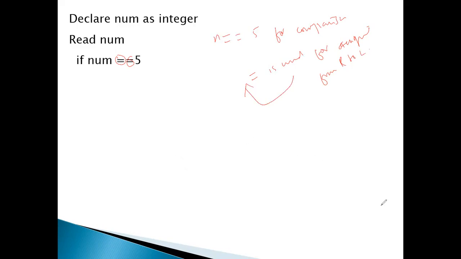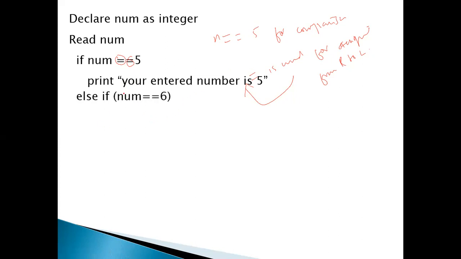Now, whenever you write pseudocode, you have to use double equal for comparison. If number equal 5, then your entered number is 5. It should show that. Else if, you have to use the command else if for the second condition. When you have multiple conditions, you can use else if, or you can use if many times.